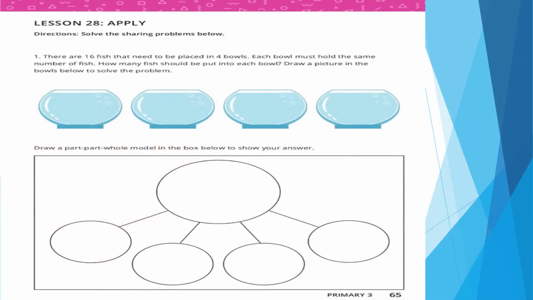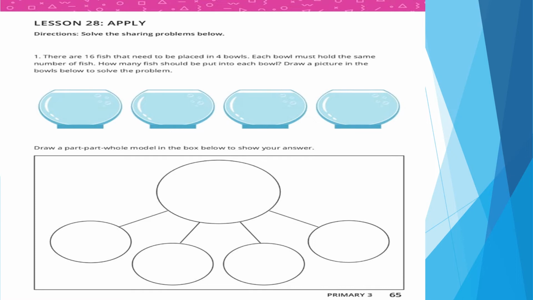Let's start with lesson 28, we have here a story problem. There are 16 fish that need to be placed in 4 bowls. Each bowl must hold the same number of fish, so we want to distribute them equally. How many fish should be put into each bowl? Draw a picture in the bowls to solve the problem.